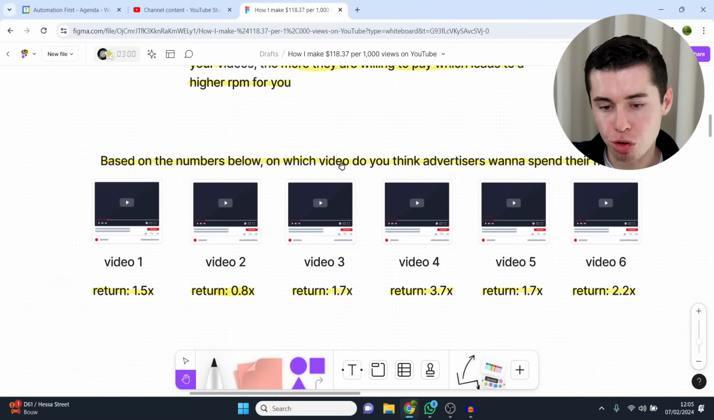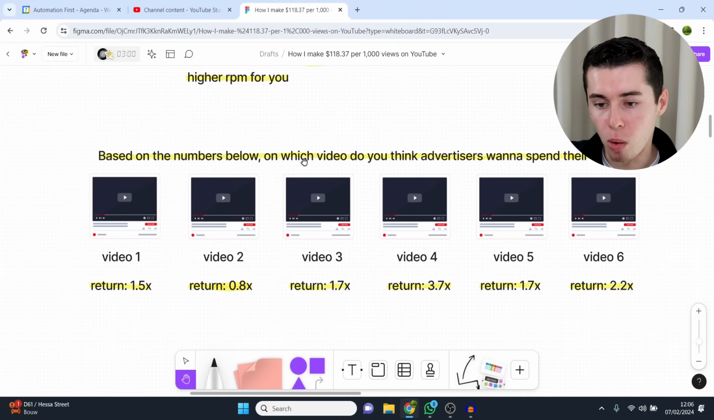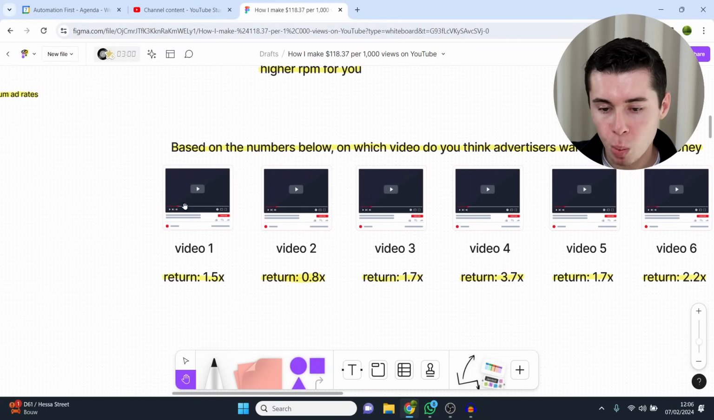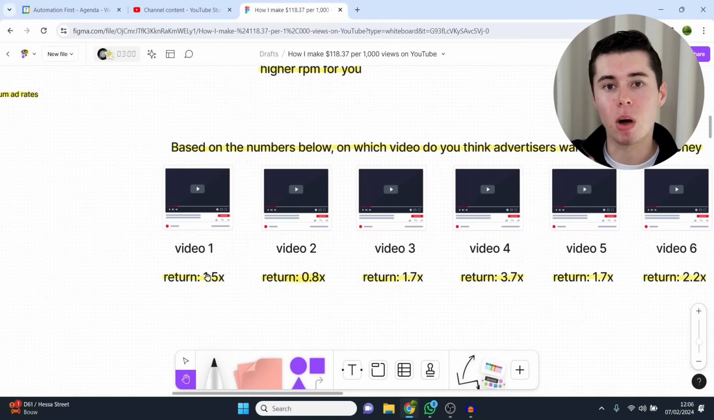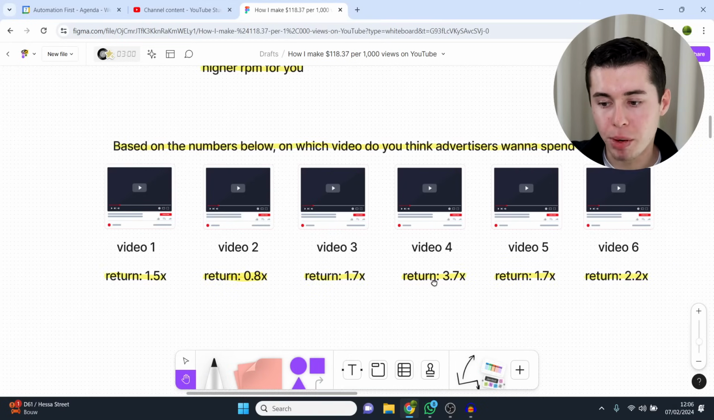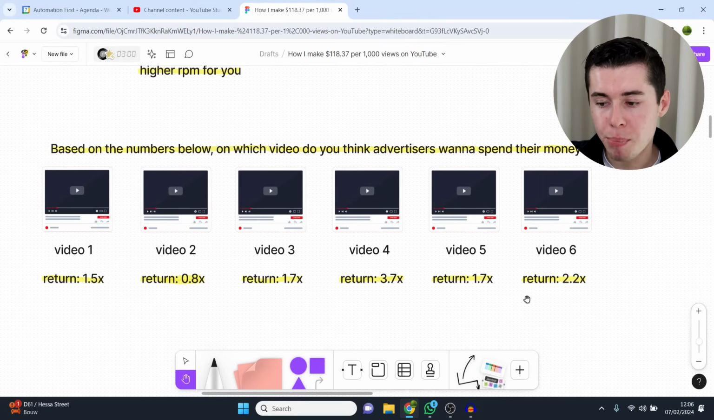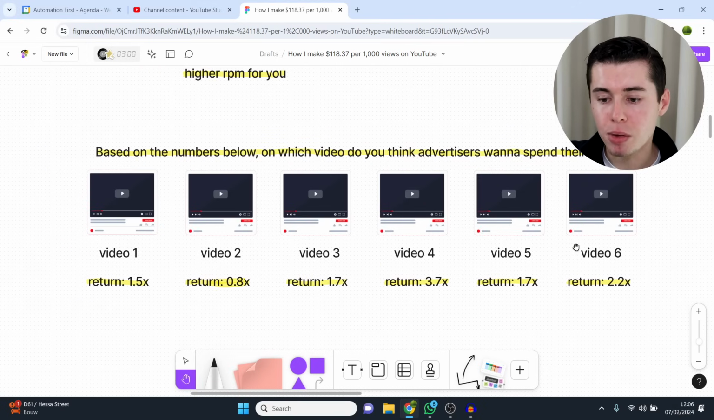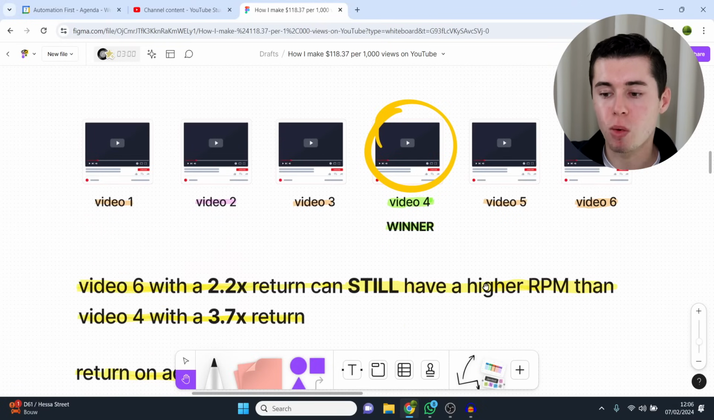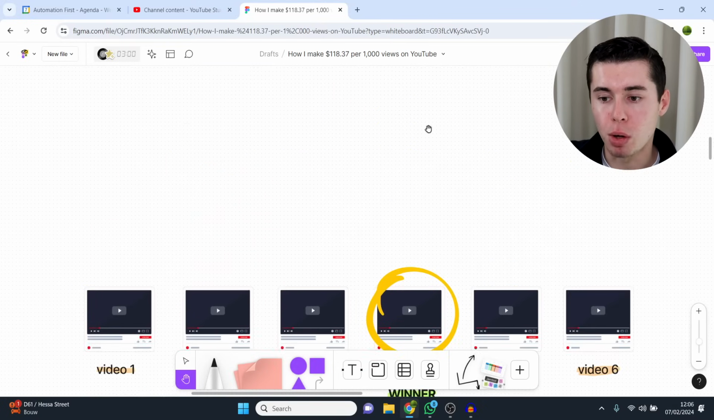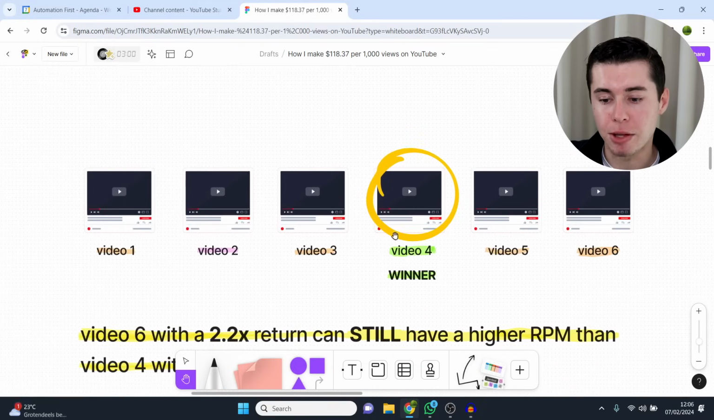So here's a quick question for you. Based on the numbers below, on which video do you think advertisers want to spend their money? We've got video 1 with a return of 1.5x. So for every dollar they put in, they'll get back $1.50. Then video 2, a return of 0.8, 1.7, 3.7, 1.7, and 2.2. So out of these, which do you think advertisers want to spend their money on? Well, if we scroll down, the obvious winner would be video 4 with a 3.7x return.